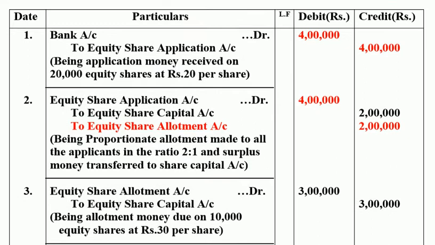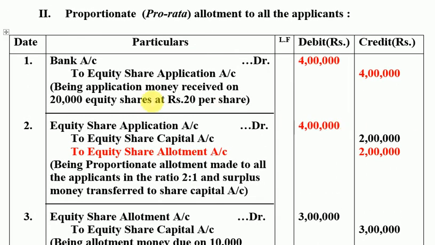So let us discuss. The first entry goes again the same: bank account debit to equity share application account, being application money received on 20,000 equity shares at rupees 20 per share, which makes for debit 4 lakh and for credit also 4 lakh. The second entry goes equity share application account debit 4 lakh to equity share capital account, to equity share allotment account 2 lakh each, being proportionate allotment made to all the applicants in the ratio 2:1 and surplus money transferred to share capital.